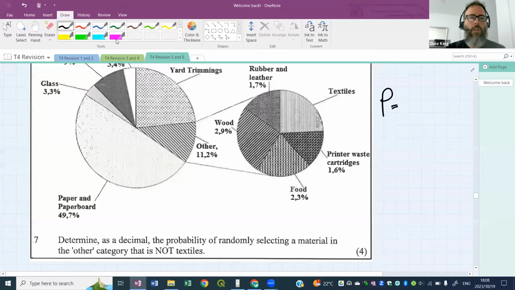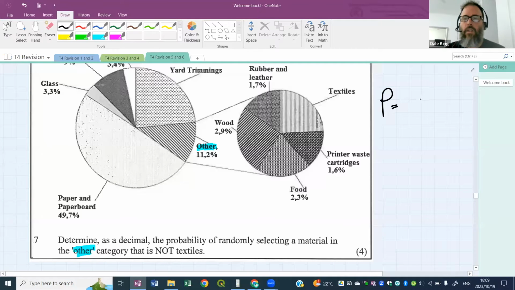So we're only looking at the other category. You see the words in the question, the other category, which is this one here. And the other category has 5 materials in it: rubber, wood, food, printer waste, and textiles. I'll answer that now. Just hold on a second.